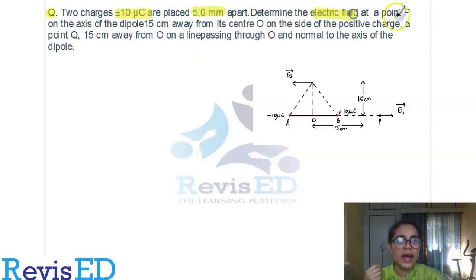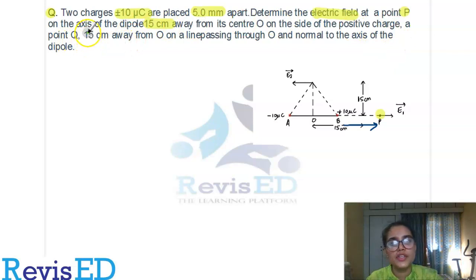Determine the electric field at point P on the axis of the dipole, which is 15 centimeter away from the center. So you have to find the electric field at some point P, right? This point is given to be around 15 centimeter away from the center. This length from here to here is your 15 centimeter. You also have to find the field away from its center O on the side of the positive charge. That is why we have taken it on the right hand side.